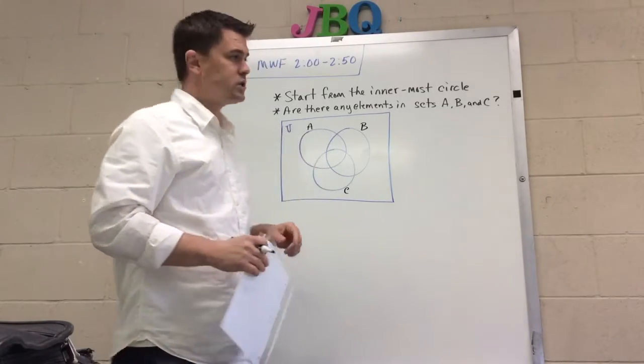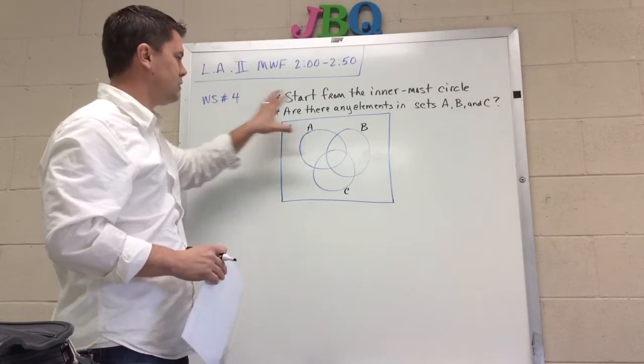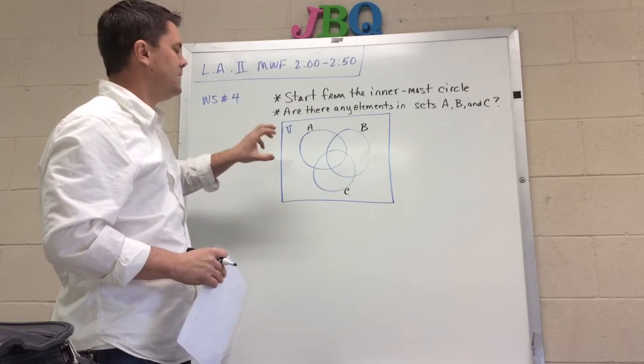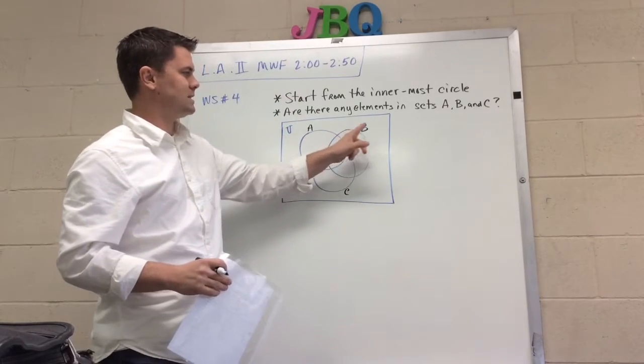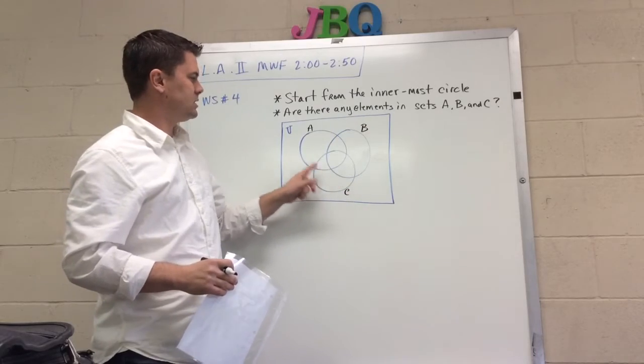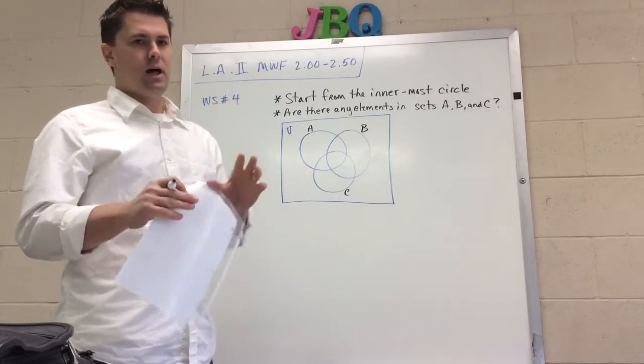We are on worksheet number 4. This is in your workbook. I've gone ahead and drawn a sample Venn diagram. This Venn diagram has a universal set. It has sets A, B, and C. Notice that we have all 3 of these overlapping each other. So a lot of things to talk about.